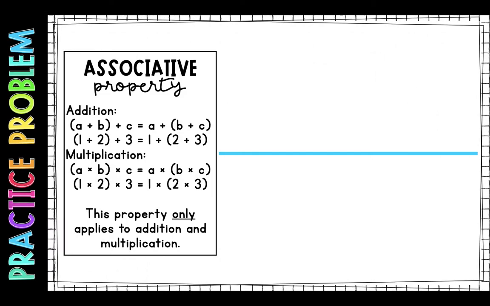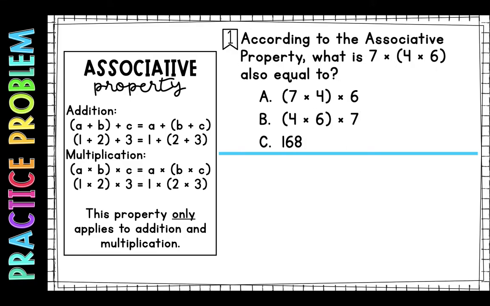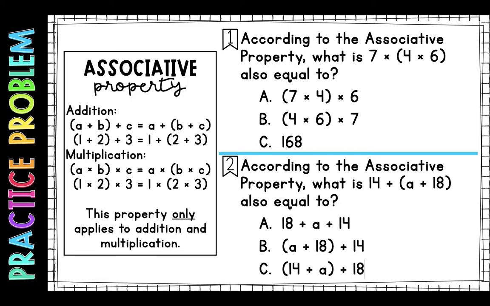All right, let's see how we can actually use the associative property by practicing. The first question you need to answer is, according to the associative property, what is 7 times 4 times 6 also equal to? You need to select from those 3 options. Number 2 is very similar. According to the associative property, what is 14 plus the sum of a plus 18 also equal to? Remember, you're looking for the answer that shows the associative property. The examples are over here, so you can use those as a reference. Go ahead and answer these 2 questions now.